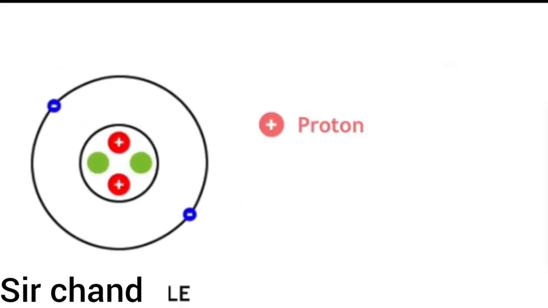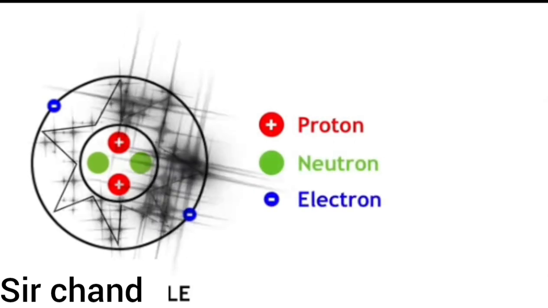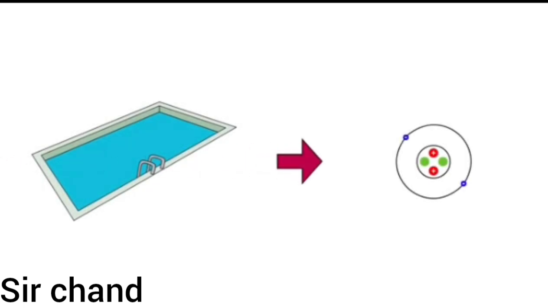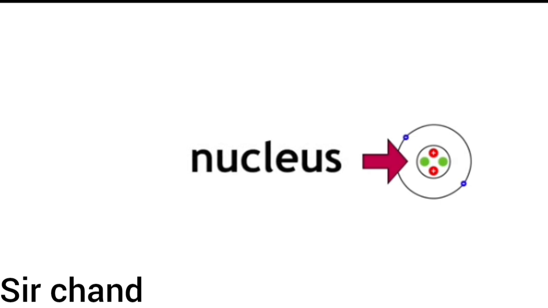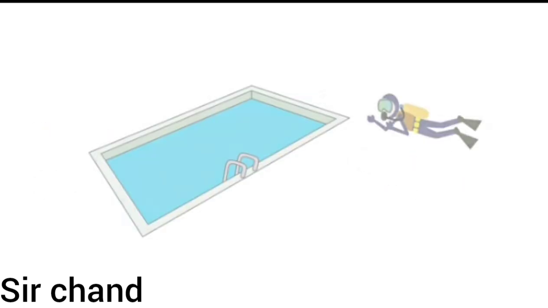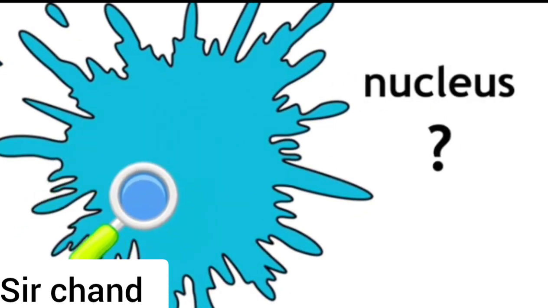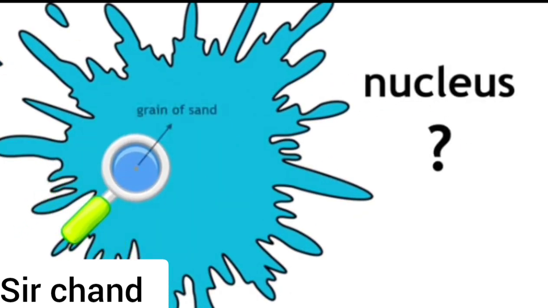We find that it is made up of protons, neutrons, and electrons, and a lot of empty space. Imagine an Olympic swimming pool, 50 meters wide. This is our atom. At the center of our atom is the nucleus. The nucleus is made up of protons and neutrons. But if we jumped into the pool to find the nucleus, it would be pretty much impossible, because it is the size of a grain of sand.